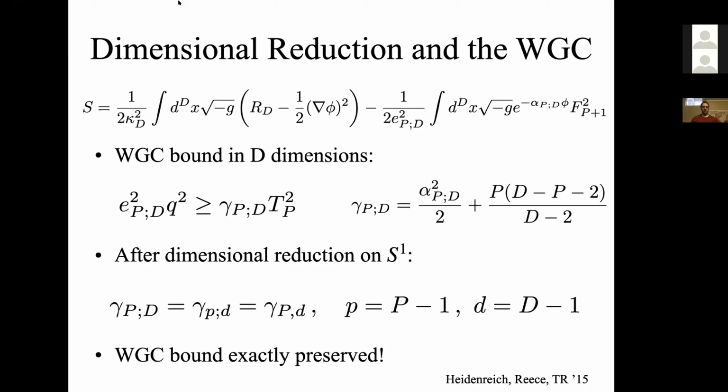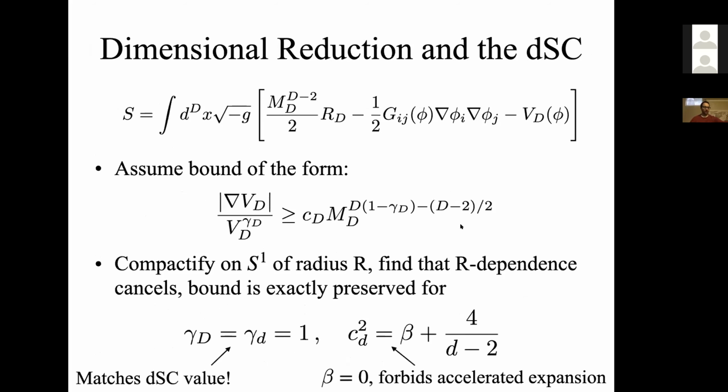So another way to understand what this is telling us is that the dimensional reduction is picking out the correct statement of the weak gravity conjecture. Even if you didn't know this gamma ahead of time, if I didn't show you this formula, but I told you that the weak gravity conjecture should be exactly preserved under dimensional reduction, you'd actually be led to this value here. So the hope is maybe we can do a similar thing with these other conjectures.